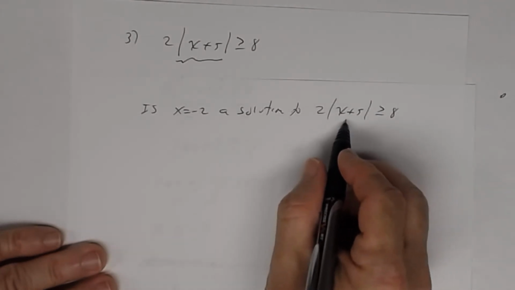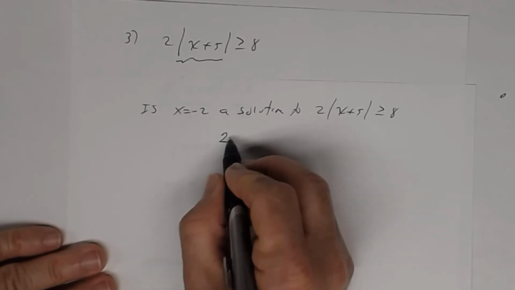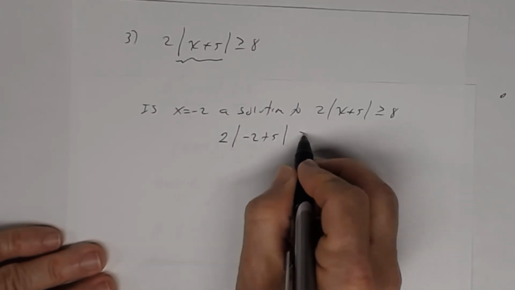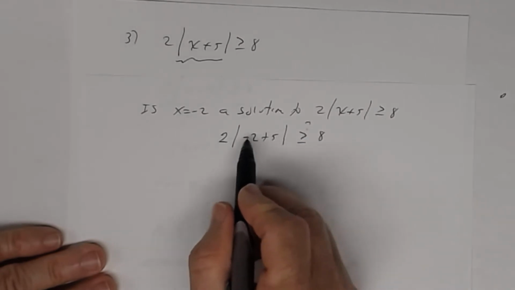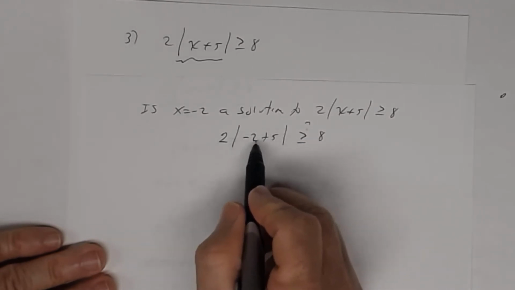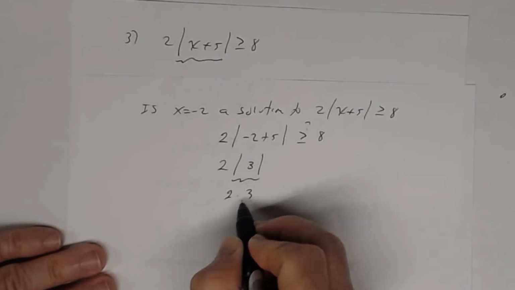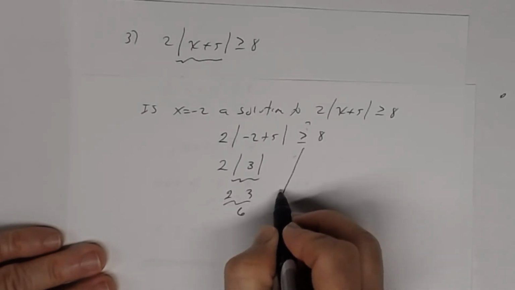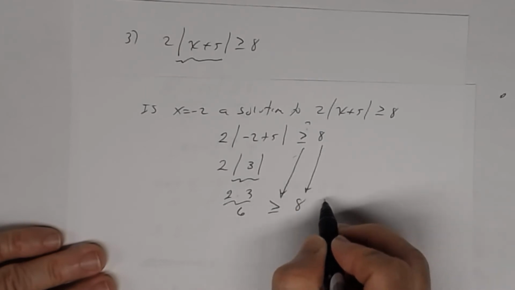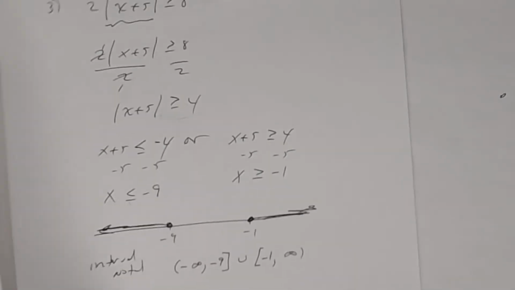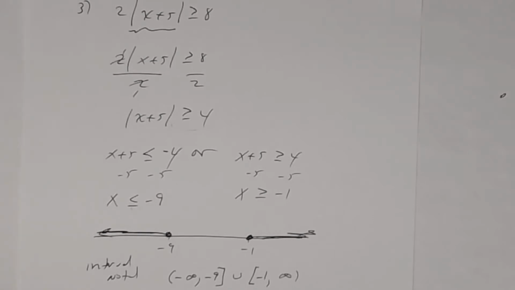In place of x, I'm going to substitute negative 2. So I get 2 times the absolute value of negative 2 plus 5, and we'll see whether that's greater than or equal to 8. Order of operations: within the absolute value bars, negative 2 plus 5 is 3. 2 times the absolute value of 3. The absolute value of 3 is 3, so 2 times 3 is 6. So is 6 greater than or equal to 8? And the answer is no. So that's why x equal to negative 2 is not shaded. Anything not shaded is not a solution. Anything that's shaded is a solution. All right, that was number 3. Okay, let's look at number 4. So in number 4, we have this.